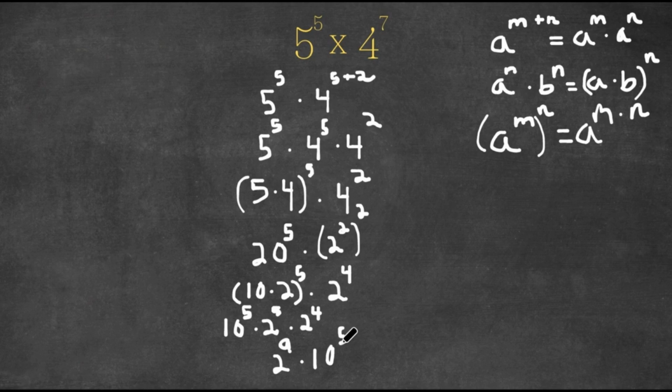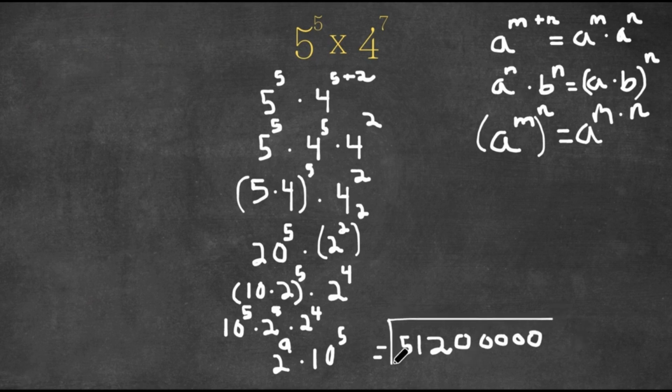Now, 2 to the power of 9 is equal to 512. And when we're multiplying something with 10 to a specific power, we're simply adding that many zeros to the number. So we're going to add 5 zeros to 512. So we have 1, 2, 3, 4, 5. So this here is our answer to this problem.